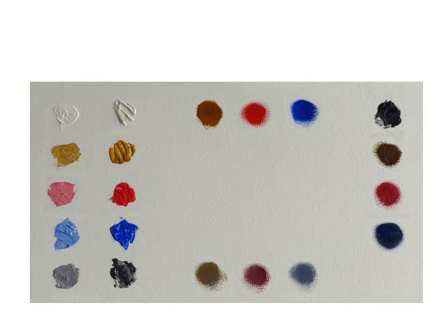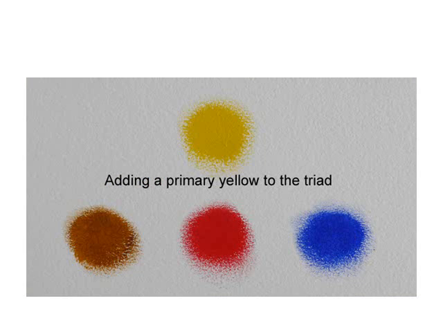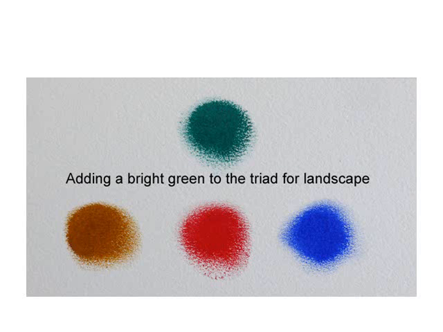But for some subjects, you may want a little more color. A good way to do this is to add a primary yellow. While we think of this as 4 colors, it is actually 2 triads. The yellow still provides the neutral with the red and blue, but there's now a bright triad to mix from as well. Another approach is to add a specific secondary color, in this case a bright green. This provides a palette type that is often used for alla prima landscape work outside.